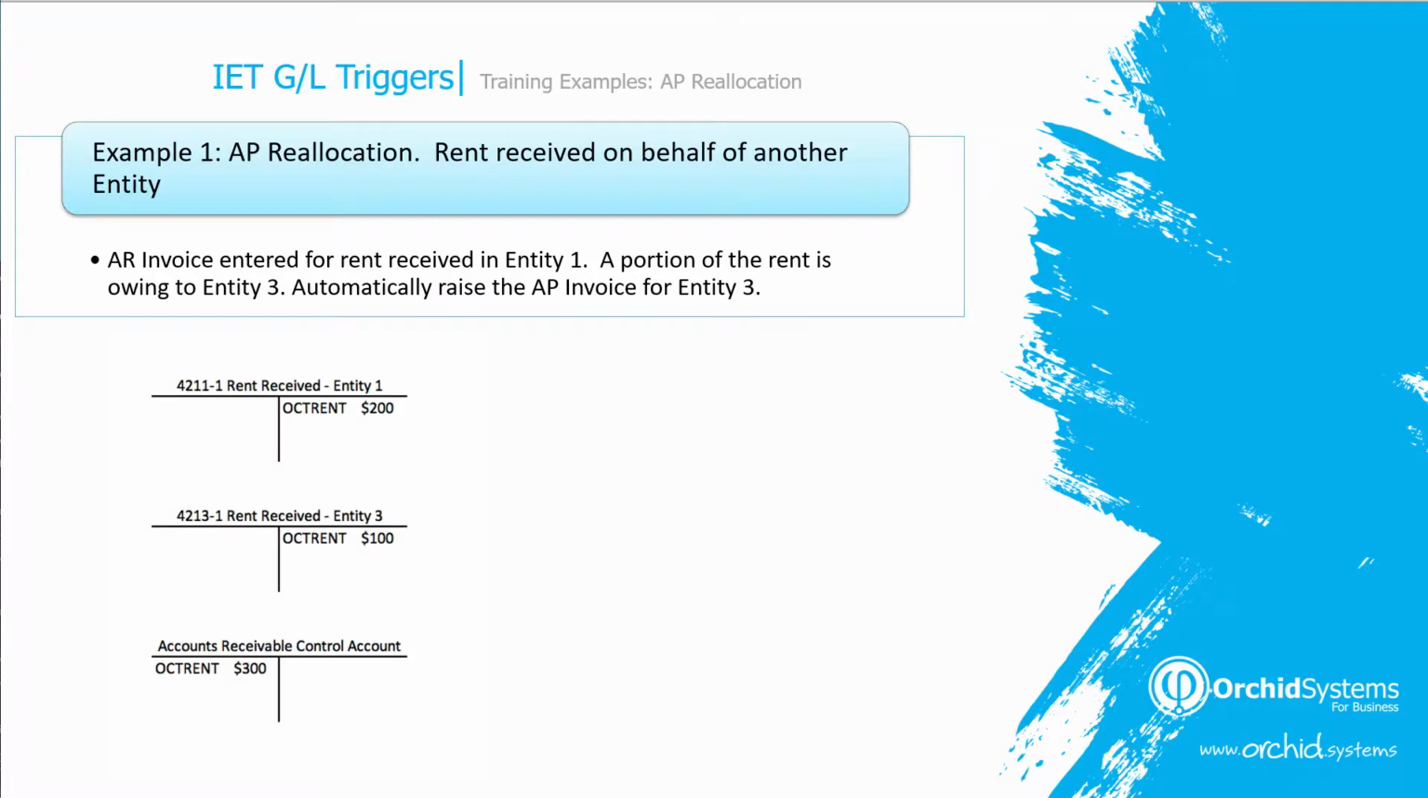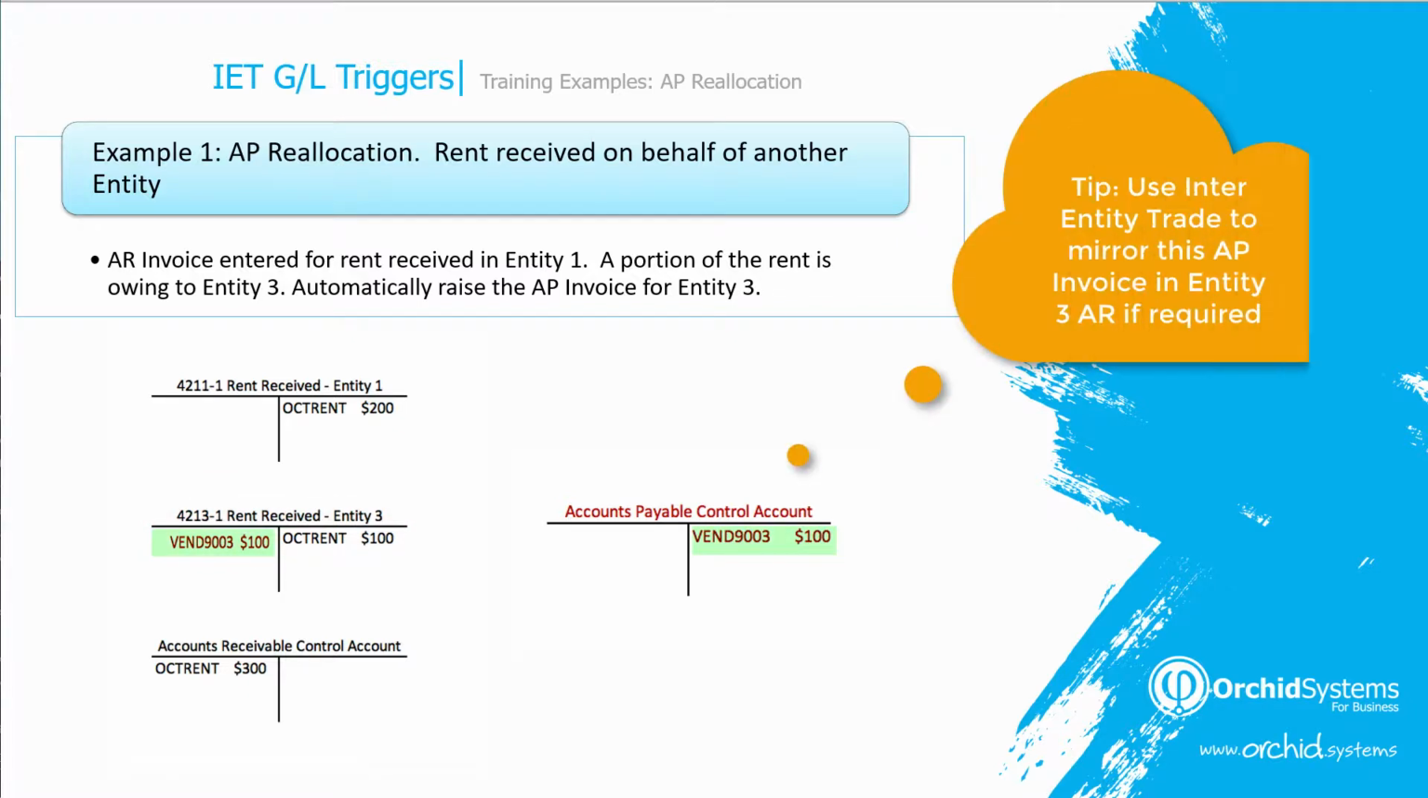When we record the AR invoice, we're going to credit rent received for Entity 1, credit rent received for Entity 3, and debit our accounts receivable control account. And when we post this in the GL, our trigger account, which is the rent received for Entity 3, is going to be debited and credit the AP control account when we raise the AP reallocation invoice.